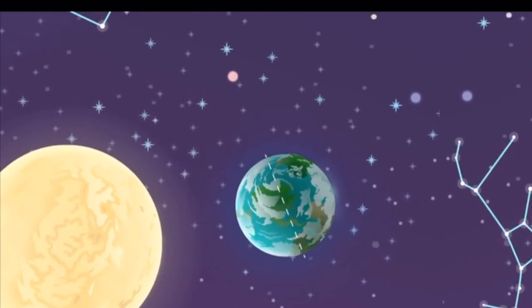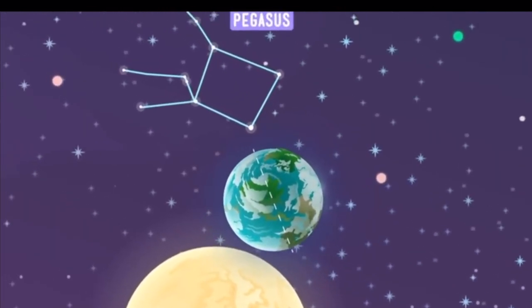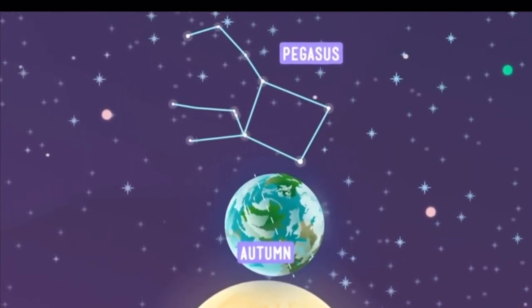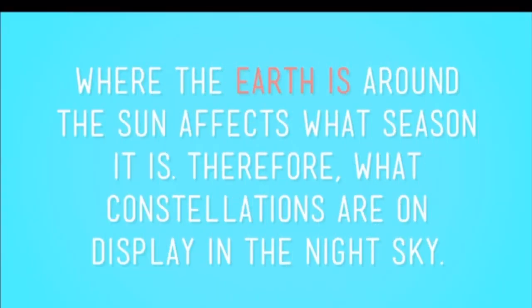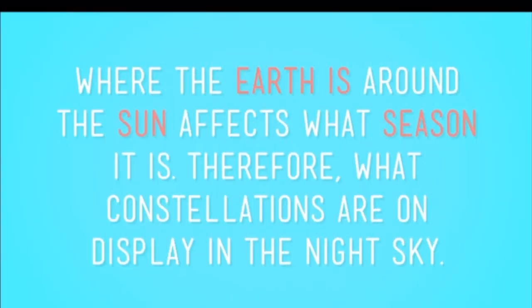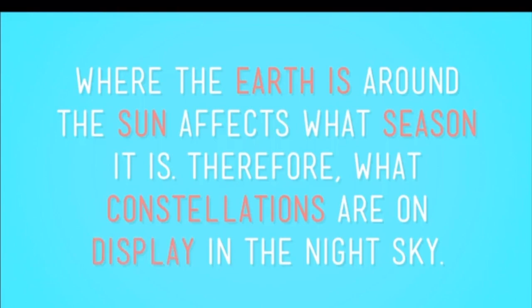And finally, as that season fades and the Earth continues its path around the sun, giving us this group of stars. So, where the Earth is around the sun affects what season it is, and therefore what constellations are on display in the night sky.